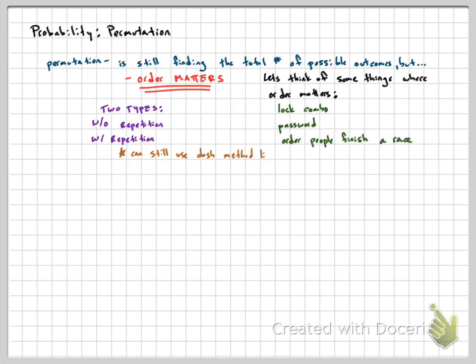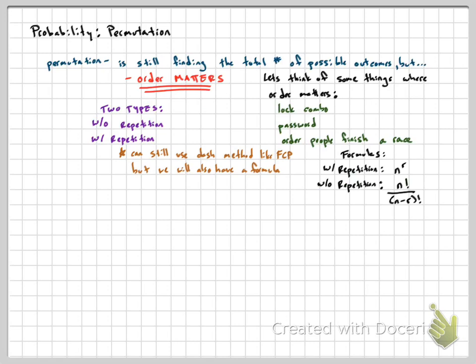And as I was saying, we still can use the dash method. Most of the time I usually prefer the dash method to the formula I'm going to show you. But it really is going to be up to you on how you want to do it. And I'll do them both ways just so you see them. Now, the permutation formula. There are 2 formulas. There's one for without repetition and one with repetition. With repetition, the formula is n to the r. And I'll explain what n and r are in a second. Without repetition, it's n factorial over n minus r factorial.